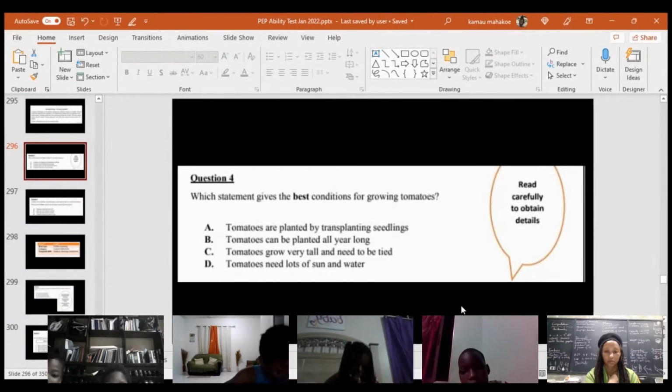A. Tomatoes are planted by transplanting seeds. B. Tomatoes can be planted all year long. C. Tomatoes grow very tall and need to be tied. D. Tomatoes need lots of sun and water. Read carefully to obtain details.